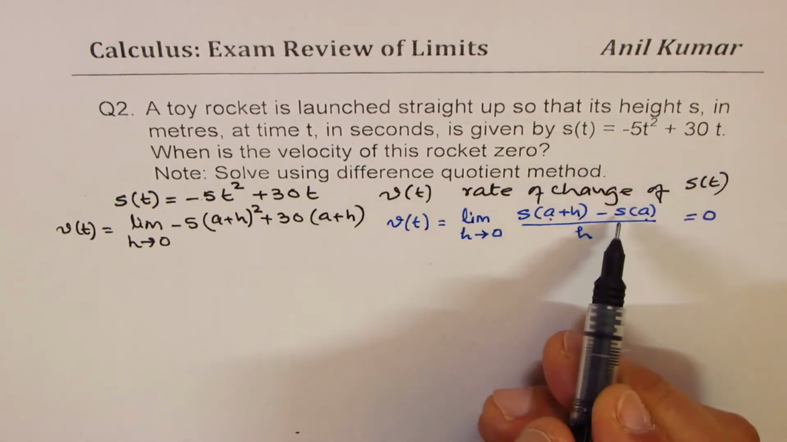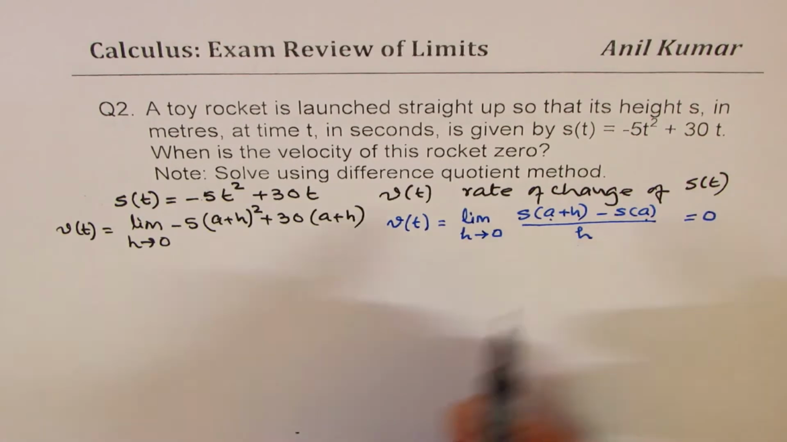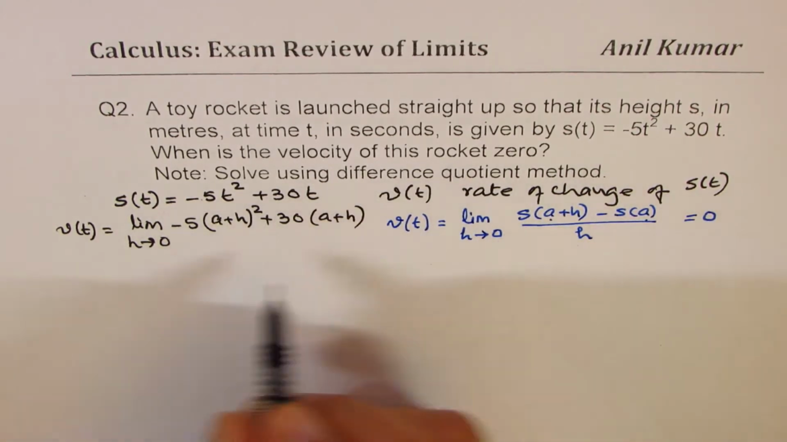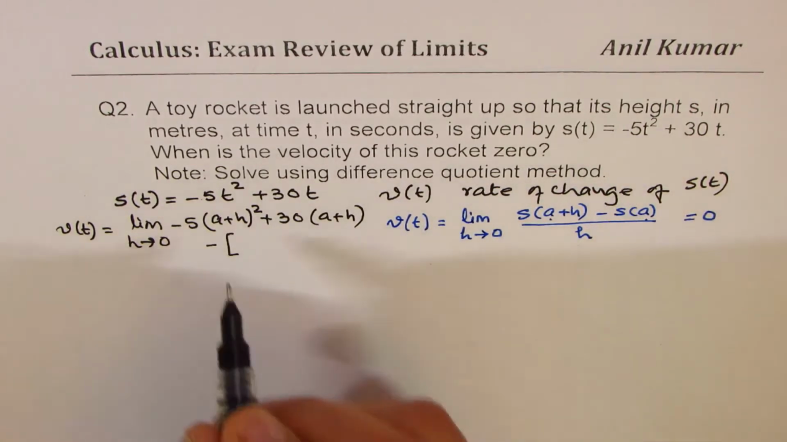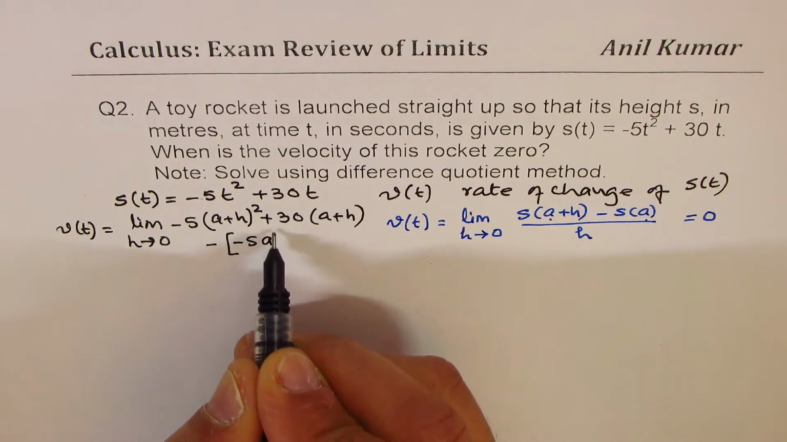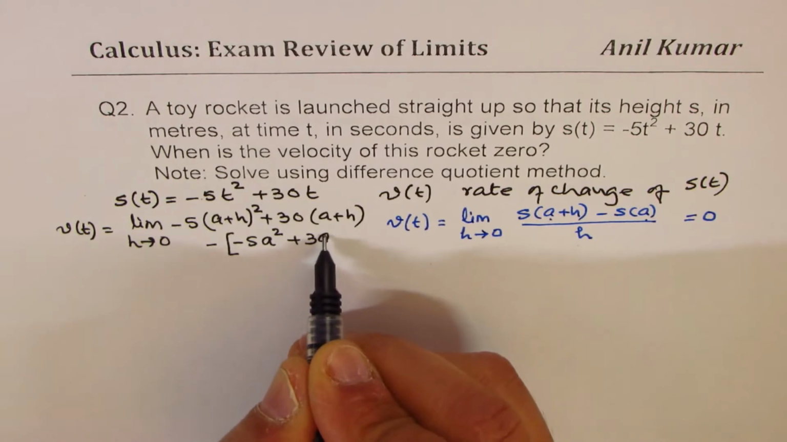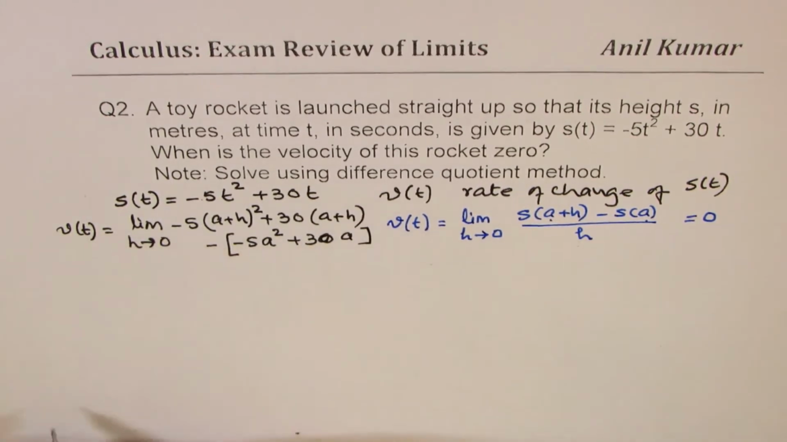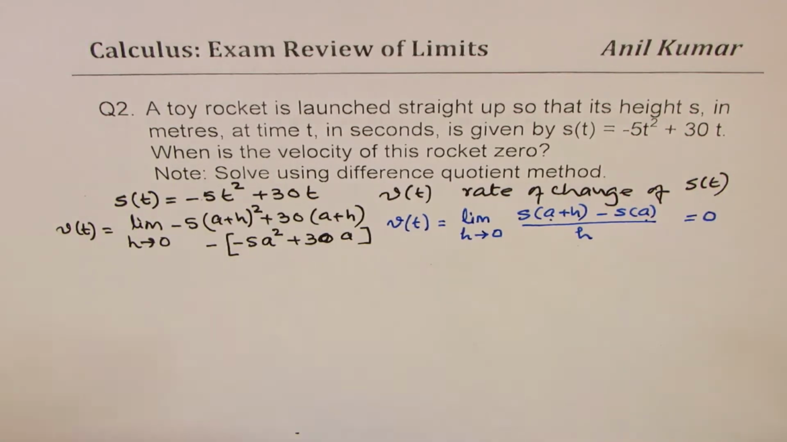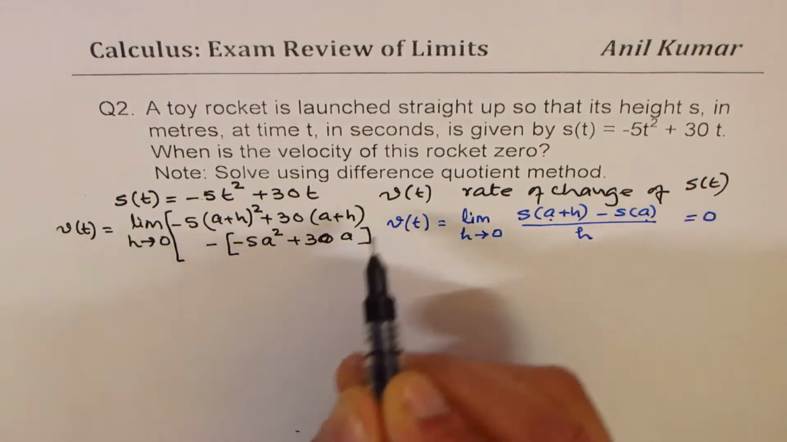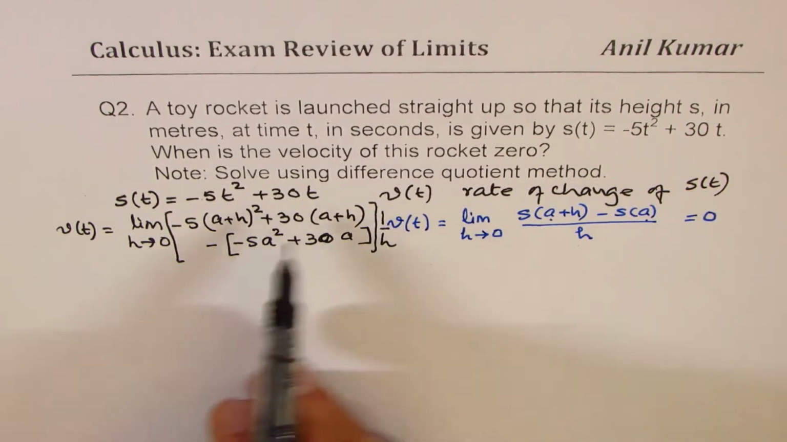So that is a plus h, and then we'll do, well, I should have written here minus s of a, which I'm writing here as minus 5a square, replace t with a, right, plus 30a, and all this divided by h. So all this divided by h, let me now make a square bracket here and type 1 over h. Does it make sense to you? Sorry for that mess up, right?